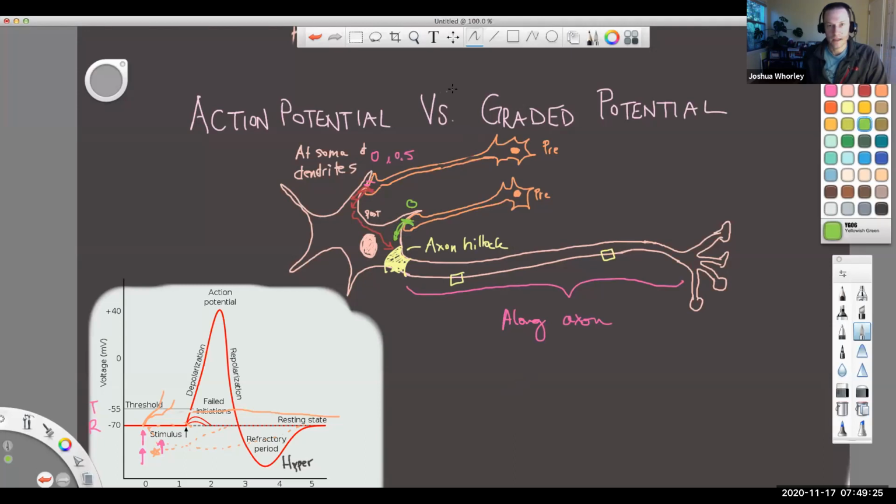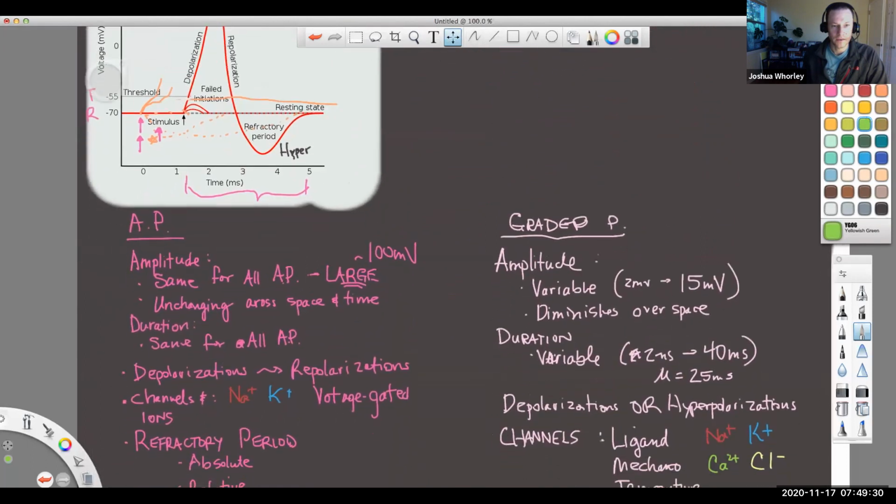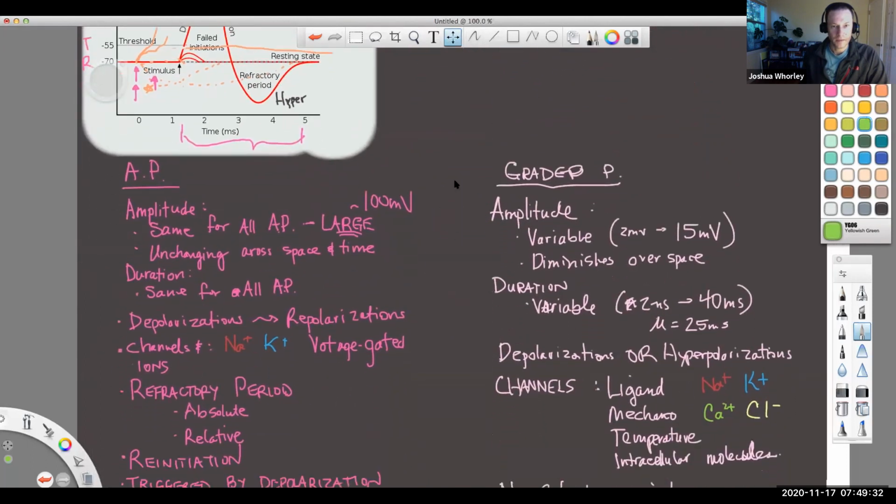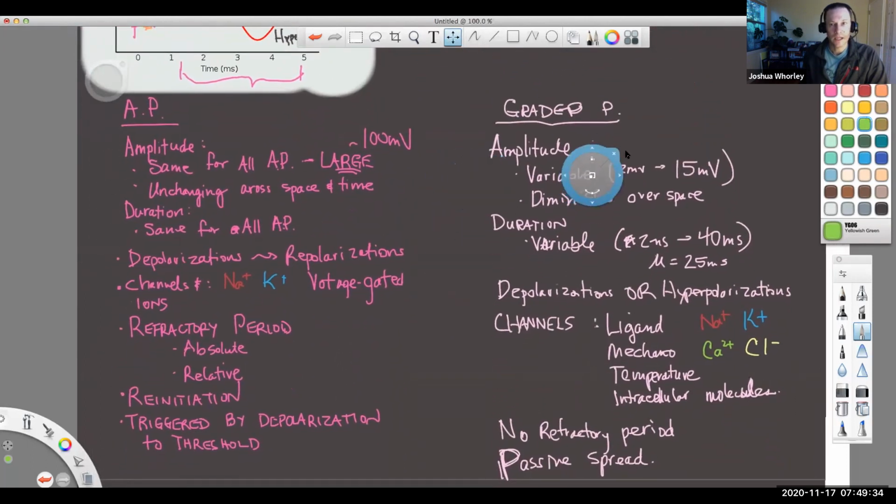Okay, I think that covers these major differences. Hopefully we can see now some of the differences between action potentials and graded potentials, and really how graded potentials, if they are depolarizing graded potentials, can sum to produce action potentials, right?